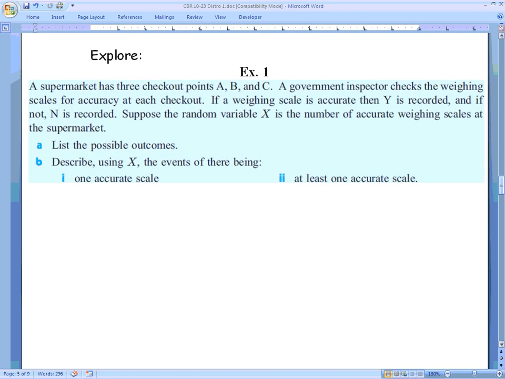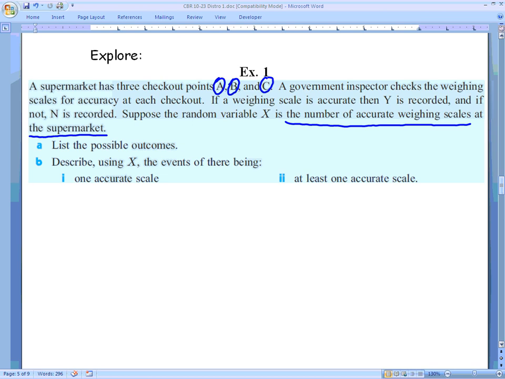In this example, a supermarket has 3 checkout points, A, B, and C. The government inspector checks the weighing scales for accuracy at each checkout. If a weighing scale is accurate, a Y is recorded, and if it's not, N is recorded. Suppose a random variable X is the number of accurate weighing scales at the supermarket. So that's what X represents.